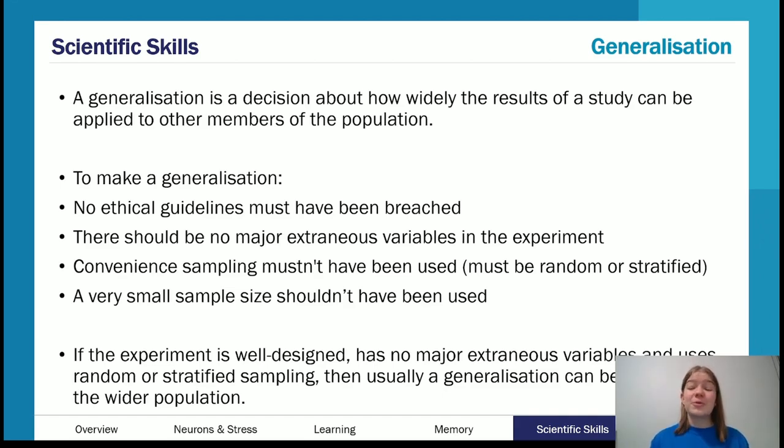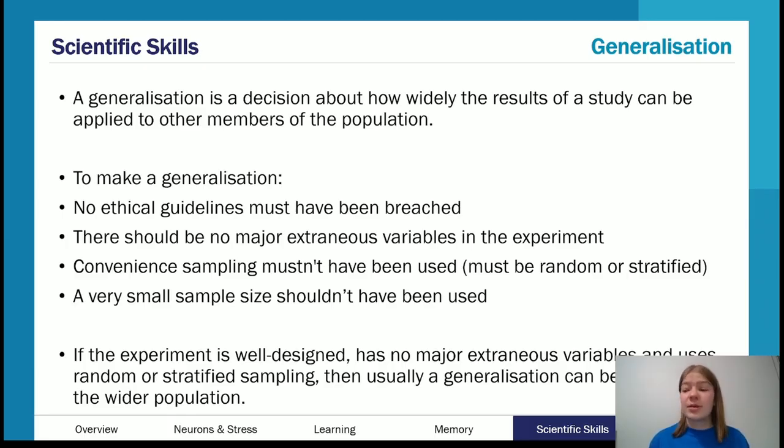So in order to get a representative sample, where yep, this represents the population, you can't have used convenience sampling. It has to have been random or stratified sampling. And the sample size also needs to be large enough. If you randomly pick one person, no matter how randomly you pick one or two people, they're not going to represent a whole population, unless they're the only members of it. So you need to make sure that you have a large enough sample size too.